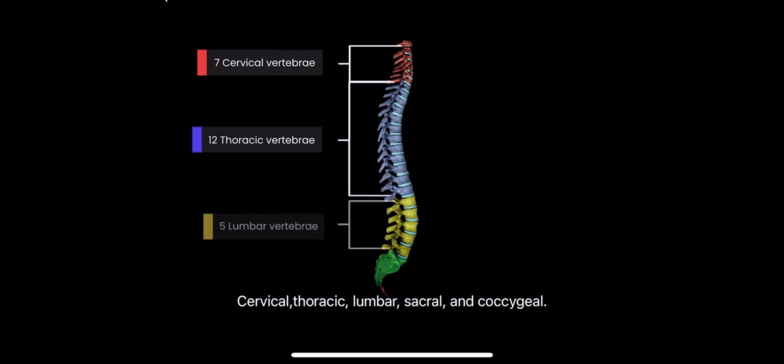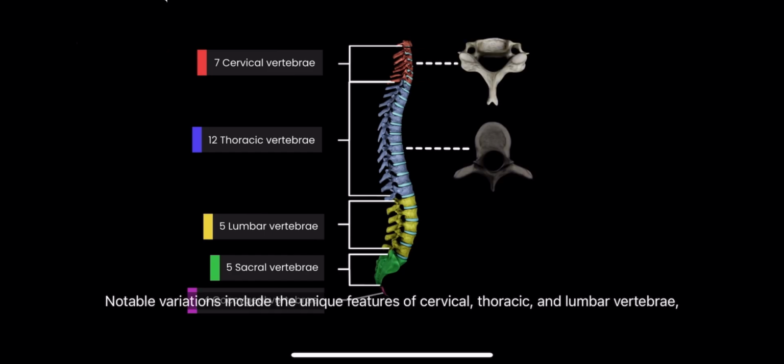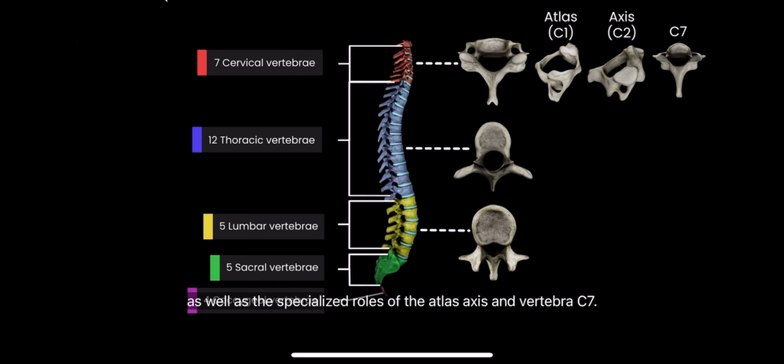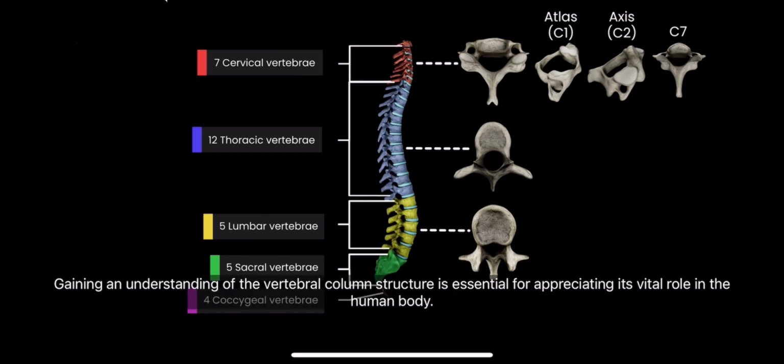To summarize, the vertebral column is divided into 5 distinct regions: cervical, thoracic, lumbar, sacral, and coccygeal. Notable variations include the unique features of cervical, thoracic, and lumbar vertebrae, as well as the specialized roles of the atlas, axis, and vertebra C7. Gaining an understanding of the vertebral column structure is essential for appreciating its vital role in the human body.